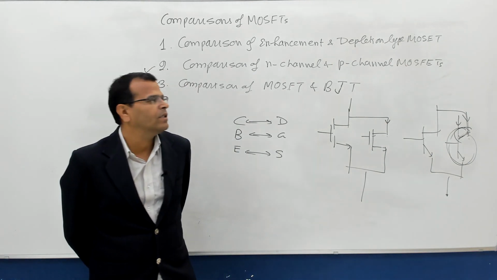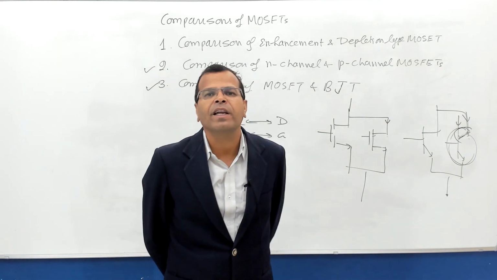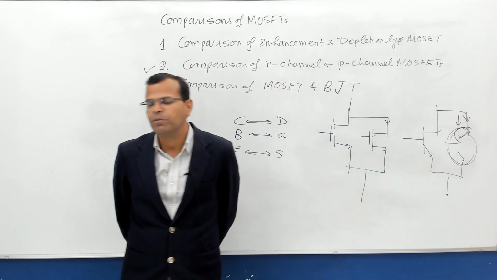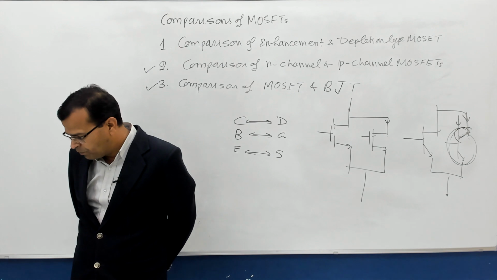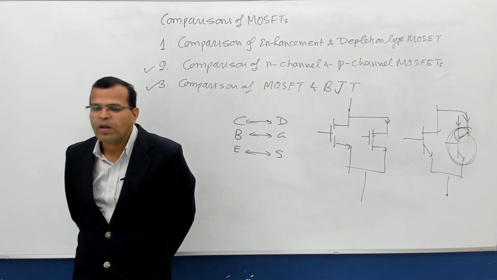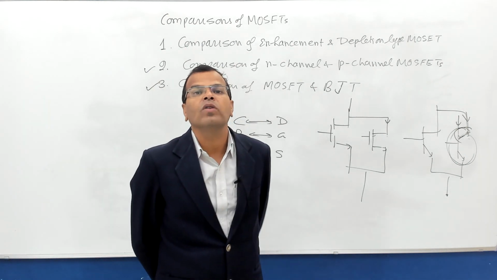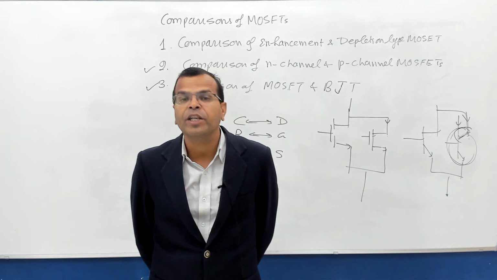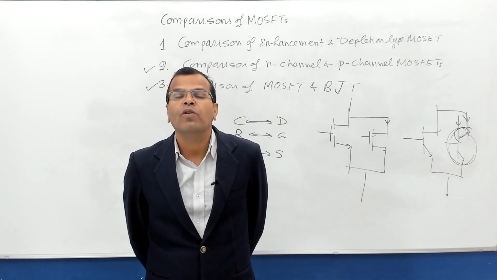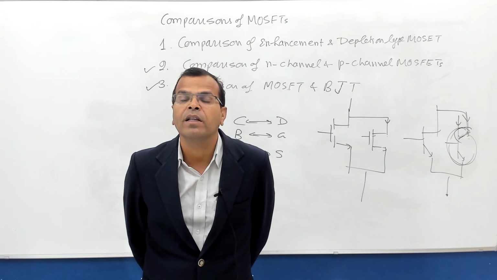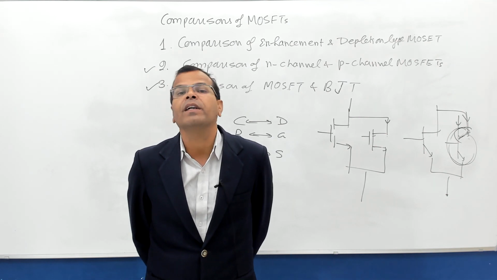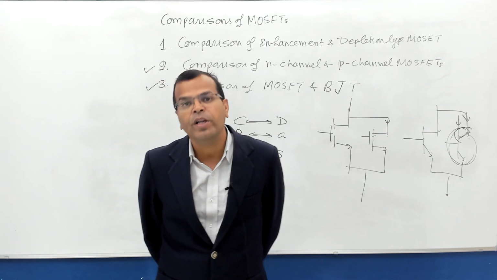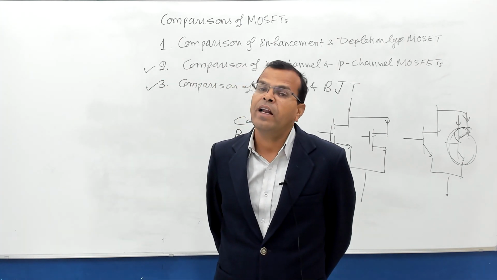But there are certain points. In case of MOSFET, the gain bandwidth product is smaller as compared to BJT. Gain bandwidth product is small. Then MOSFET has higher on state losses, meaning when MOSFET is continuously on, the resistance offered by MOSFET is more than the resistance offered by BJT when it is continuously on. So continuous conduction losses are more in MOSFET and less in BJT.